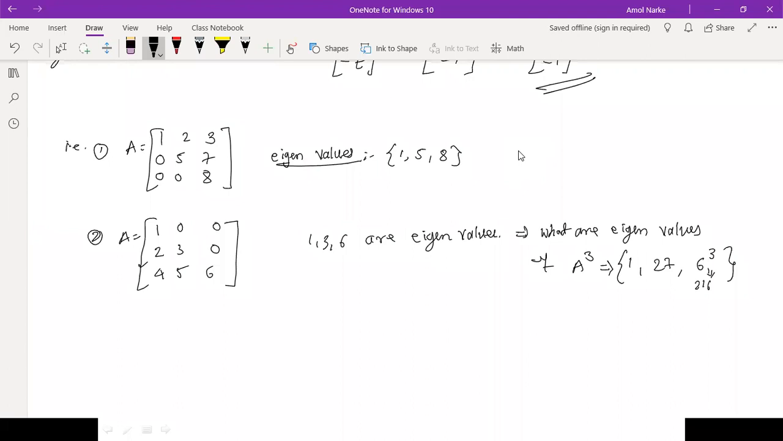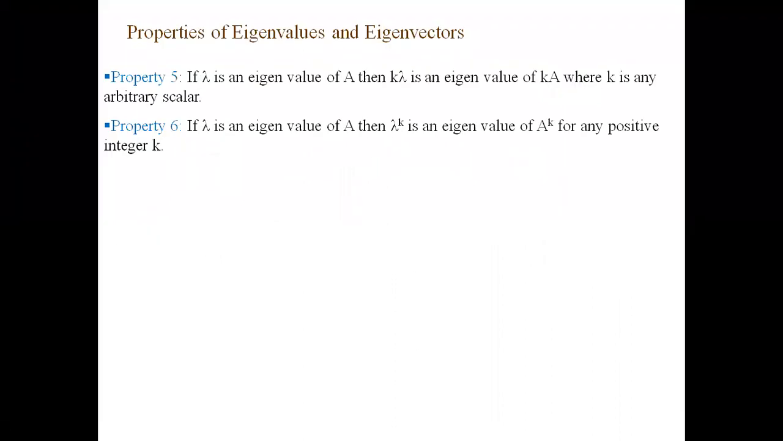Okay, so these are nothing but my eigenvalues. If A has eigenvalues of this, then A cube has eigenvalues that are simply the cubes. That is what we have written here. Got it? But for what? For positive integer k. The next is, if lambda is the eigenvalue of matrix A, then A transpose.